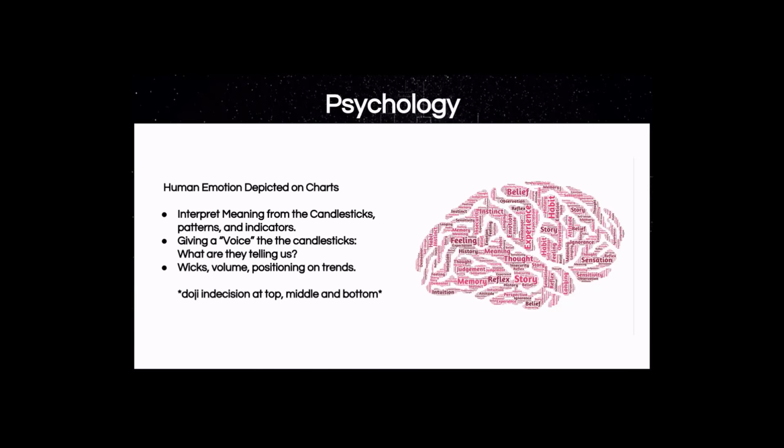So back now to the psychology aspect and how human emotion is shown on these charts. It's the shape of the candlesticks combined with these other indicators like the RSI that can give us overbought and oversold conditions. And you're going to be seeing dozens and dozens of indicators out there. It's certainly worth exploring and finding out which ones you like best.